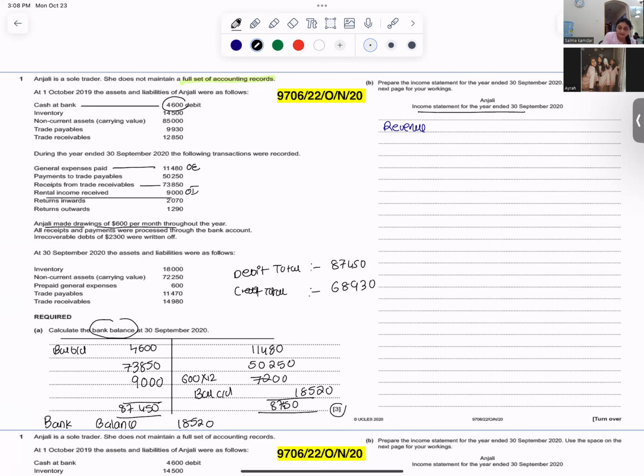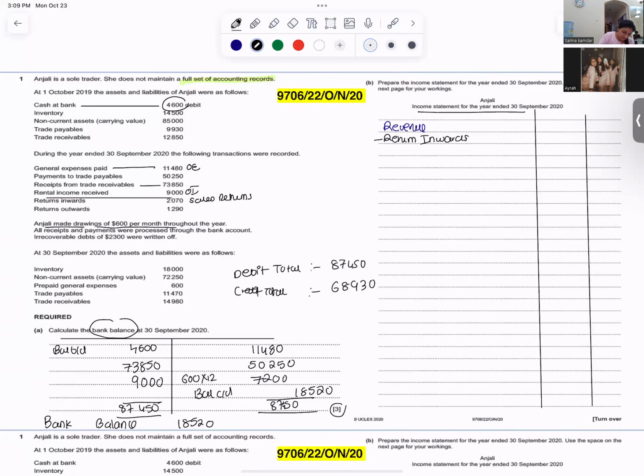Return inwards is what? Return inwards, sales return, so will come after the revenue. So should I write return inwards over here? Yeah. How much is return inwards? 2070. Okay. Then you have purchase return. Yeah, this will come in cost of sales. So should I write less cost of sales? Yeah.